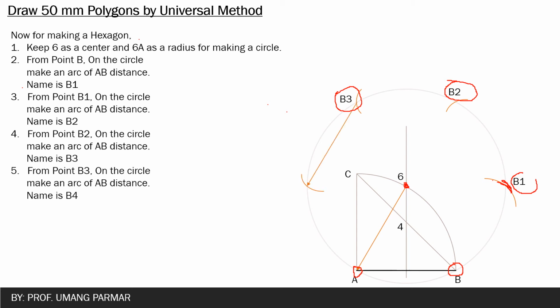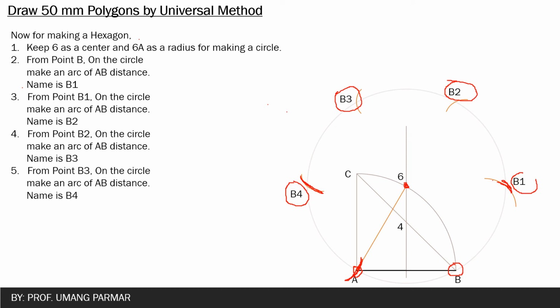We will make an arc. So from B3 we are making an arc of the distance AB, and the point we will call B4. And at last, if you take B4 as a center and make an arc of the same distance AB, this arc will pass through point number A, and that is the surety of your figure that you are going right. If it matches point number A, then and only then you are on the right track.